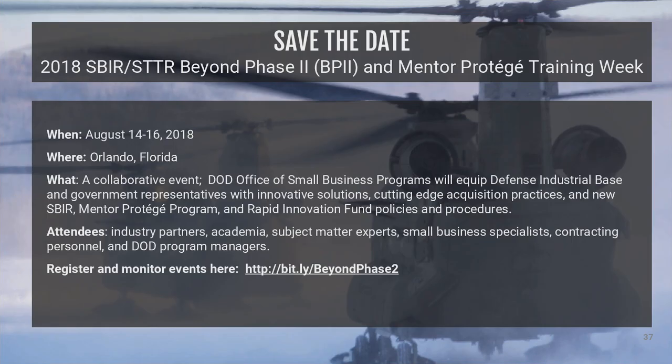This coincides with our Save the Date for the 2018 SBIR STTR Beyond Phase 2 and Mentor Protege Training Week, which is August 14th through the 16th in Orlando, Florida. The attendees will be small businesses, large businesses, federal government, SBIR program managers and key staff, DOD Rapid Innovation Fund staff, also known as RIF, DOD Mentor Protege program managers, and DOD Mentor Protege companies.